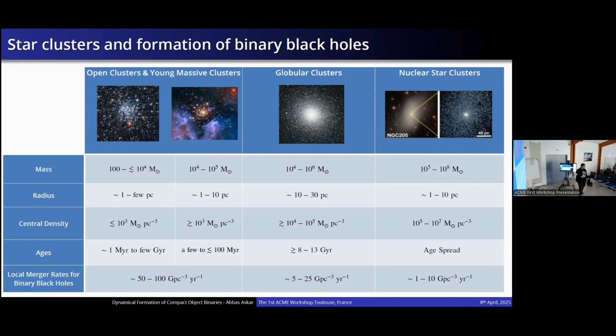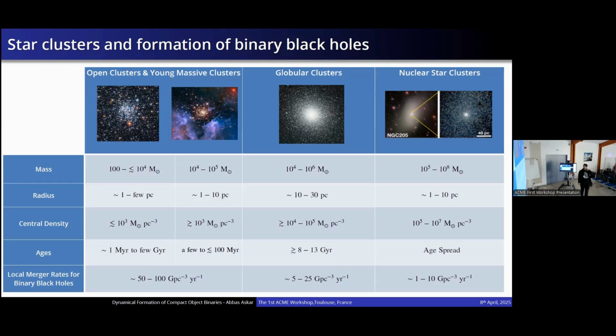And then you have nuclear star clusters. As the name suggests, these are located in the center of galaxies. Almost 80% of all galaxies with stellar masses of about 10^9 to 10^11 solar masses have a nuclear star cluster at the center, which has a typical radius of a few parsec, and central densities in there can be as high as up to 10^7 solar masses per cubic parsec.